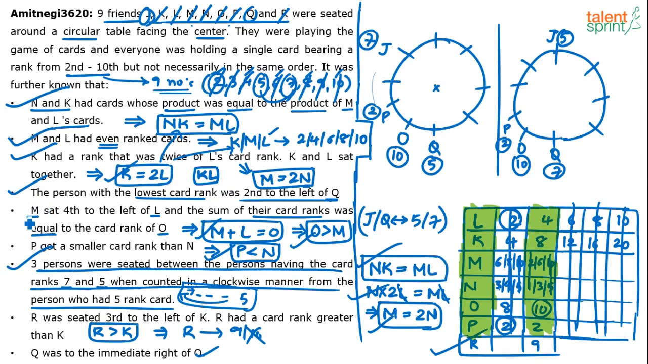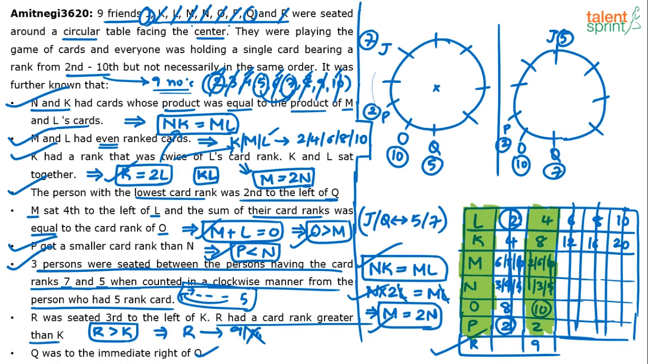The person with the lowest rank was second to the left of Q. Now M sat 4 to the left of L, but neither M nor L have come so far. P got smaller rank card than N, that also is done. R was seated 3rd to the left of K. R had greater card than K. This is done, and this also is anyway done.